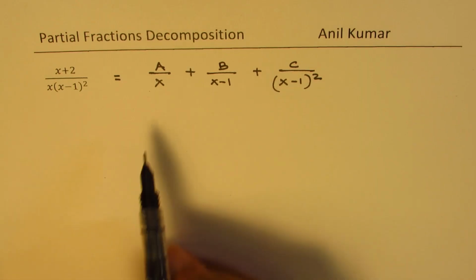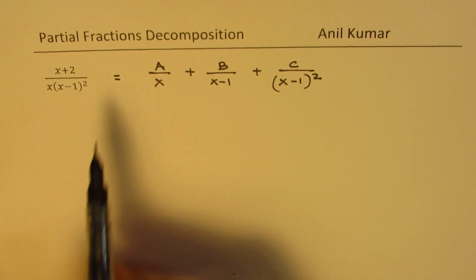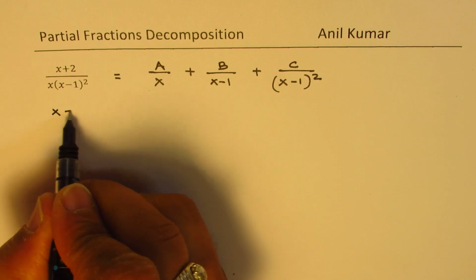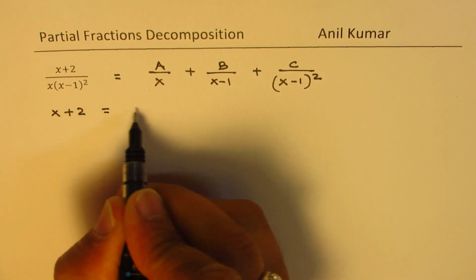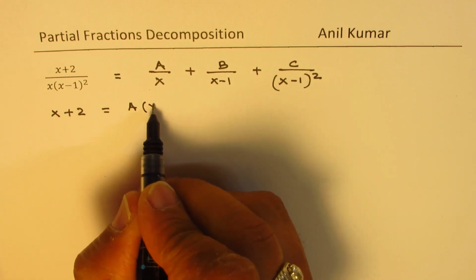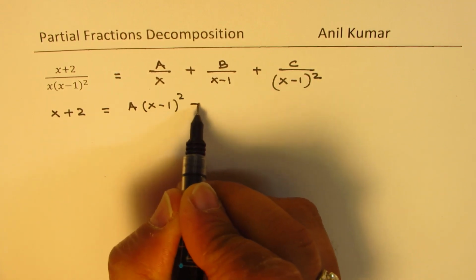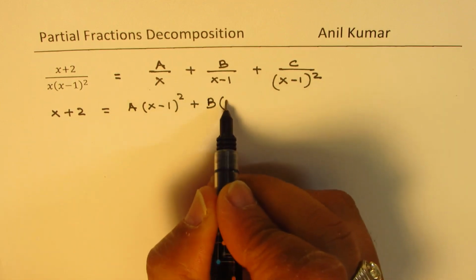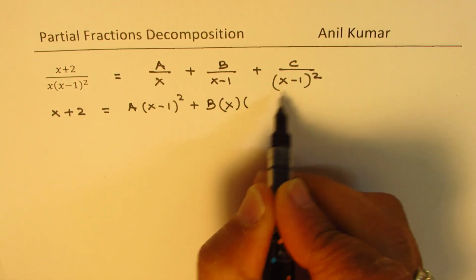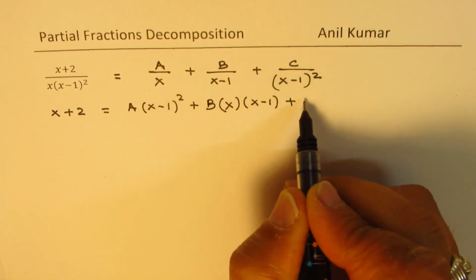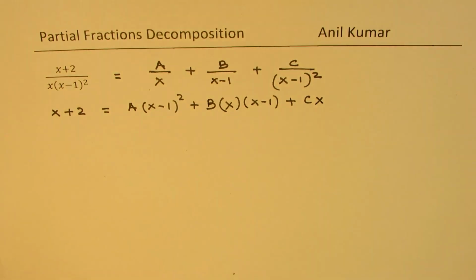So now let's apply our second method to find the solution. We can write this as x plus 2 equals a times, so we already have x, so it will be (x minus 1) whole square, plus b times x minus 1, correct? Plus c times x, or we can write cx.